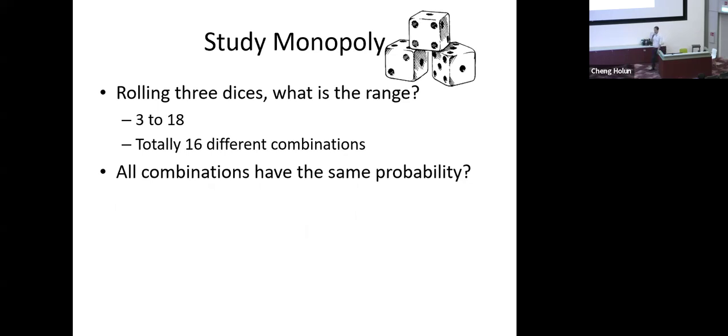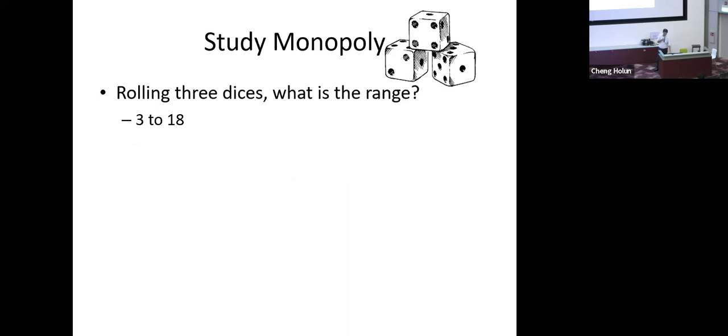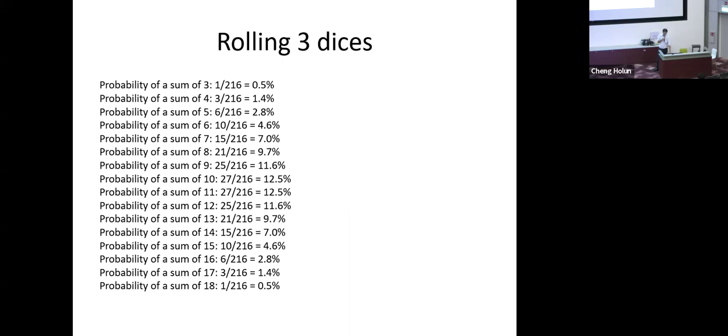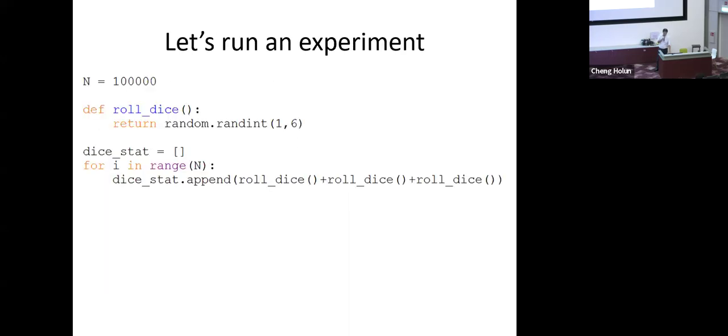Of course, you can go back to your math teacher and ask, but we don't care. We are a Python course. So I will do an experiment. Okay. This should be the real math if you do calculation. But what I do is I do an experiment. I roll the 3 dice 100,000 times. And I want to calculate their numbers.